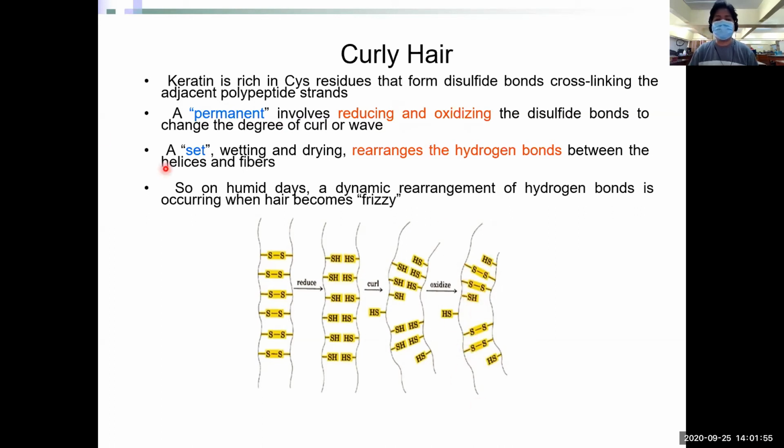A set is when you just set your hair, it is not a permanent curly hair. It's wetting and drying, of course, and it rearranges the hydrogen bonds between the helices and fibers. So in humid days, a dynamic rearrangement of hydrogen bonds is occurring when hair becomes frizzy.